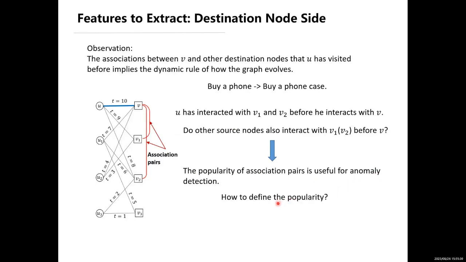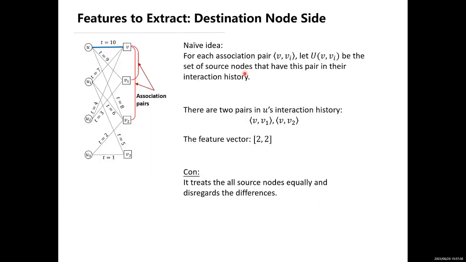So the question is how to define the popularity. The naive idea to capture the popularity is as follows. For each association pair VVi, we collect the set of source nodes that have this pair in their interaction history. So in this example, there are two pairs in U's interaction history, which are VV1 and VV2. We know VV1 appears in the interaction history of U and U2. VV2 appears in the interaction history of U and U1. So the feature vector is 2, 2.